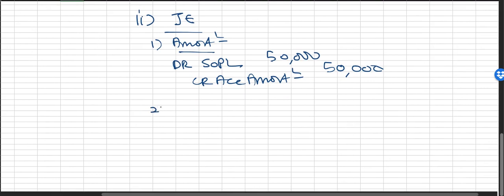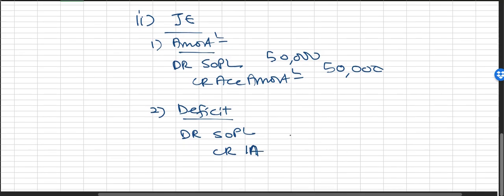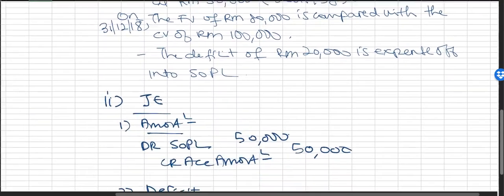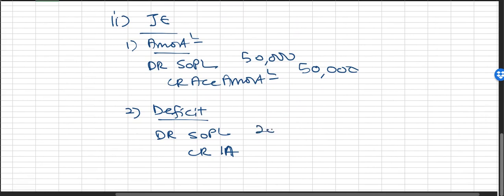Okay, second is to recognize the deficit. The deficit goes into SOPL and you will credit the intangible asset. Deficit is 20,000 because deficit will reduce the value of the asset, so you credit the intangible asset.